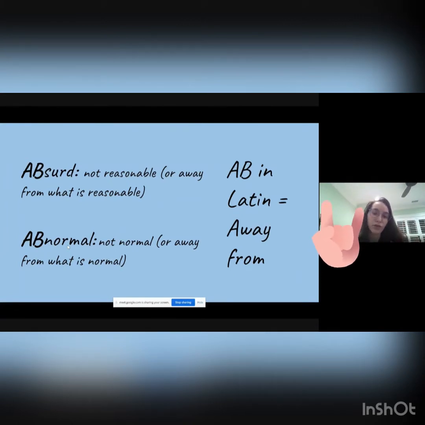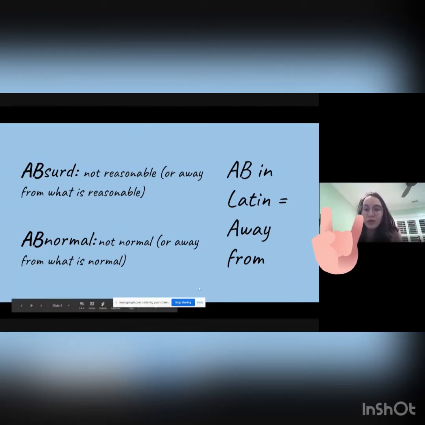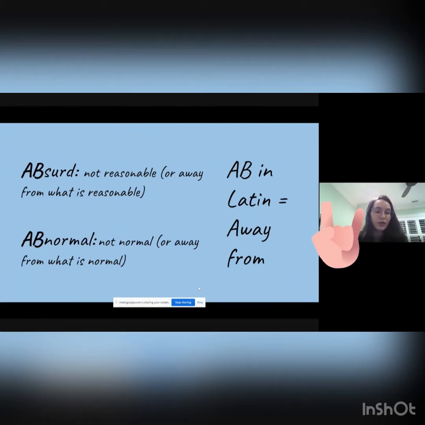AB in Latin, which, if you don't know, English very commonly draws many words from. We have a lot of Latin variations in our language because we got our words from Britain and it kind of mixed with a little Latin. It's a very fun language. But AB in Latin means away from. This prefix can help you understand the word. Absurd means not reasonable, or away from what is reasonable, and abnormal means not normal, or away from what is normal.